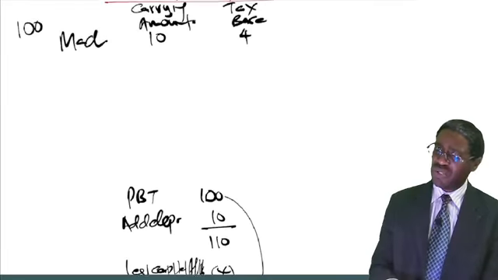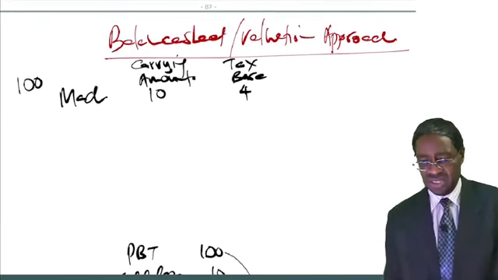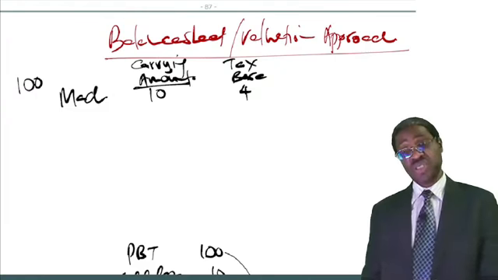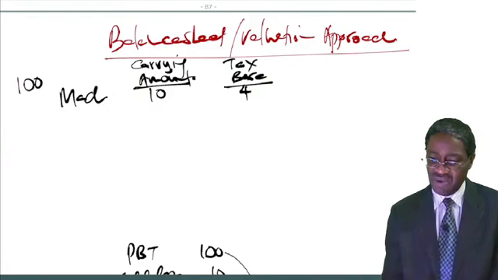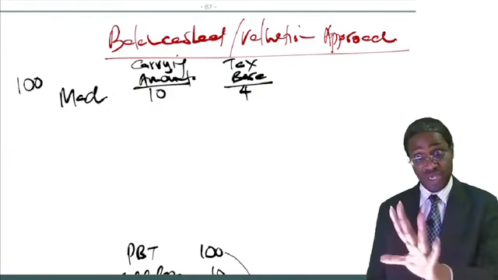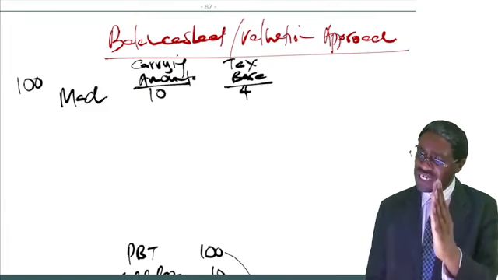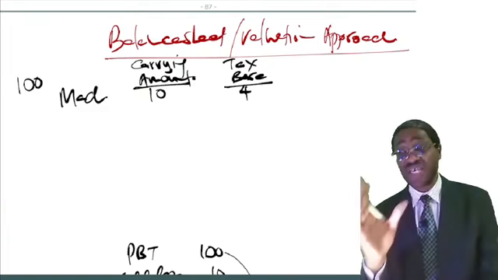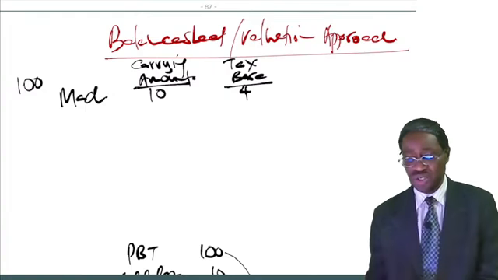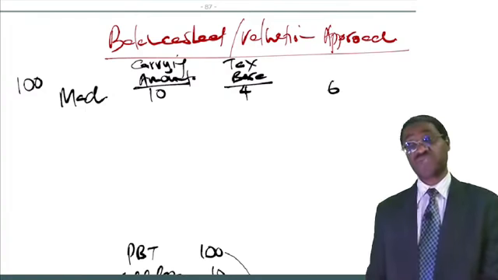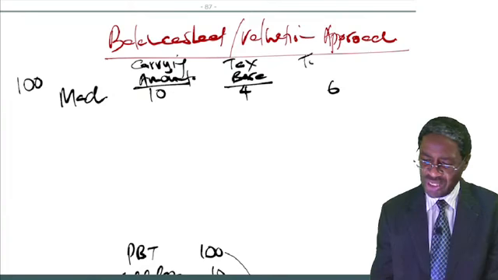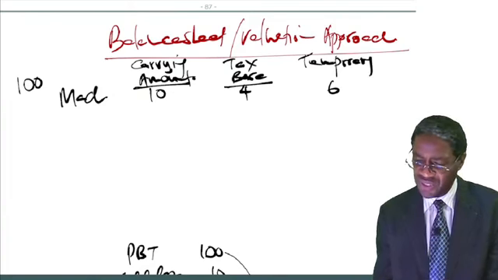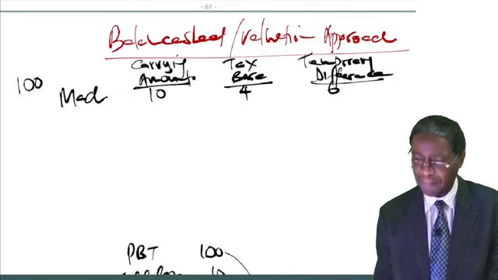If you go back to our table here, I said the carrying amount of my machine is 10 million. The tax base, that means the value as per the taxman, is 4 million. If you compare this carrying amount of 10 million with the tax base of 4 million, you can see there is a difference of 6 million. That 6 million is what we shall be calling the temporary difference. That's 6 million.